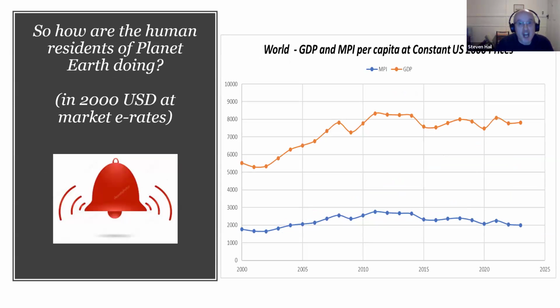What about the whole world? What about the human residents anyway? Not all the residents, but the human residents of planet Earth. How are they doing as far as our MPI statistic is concerned? Now, for real GDP for the world, I have assessed it at constant US dollar prices again, but I've done something else too. I've used market exchange rates here, and you could argue that I perhaps shouldn't have done that because market exchange rates don't determine what people could actually buy in their local economies.